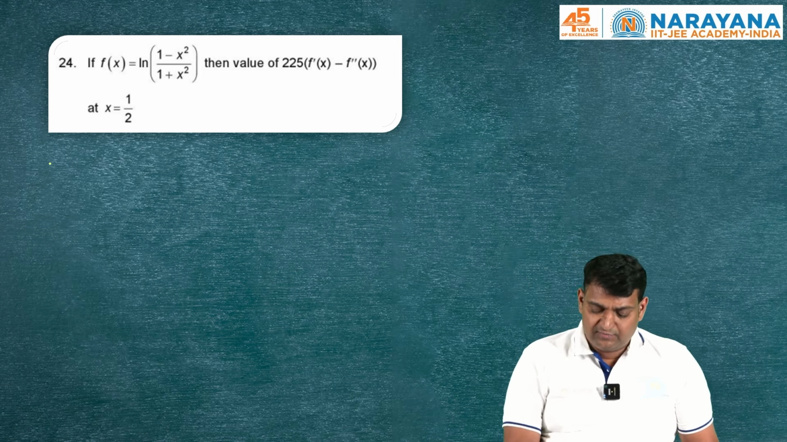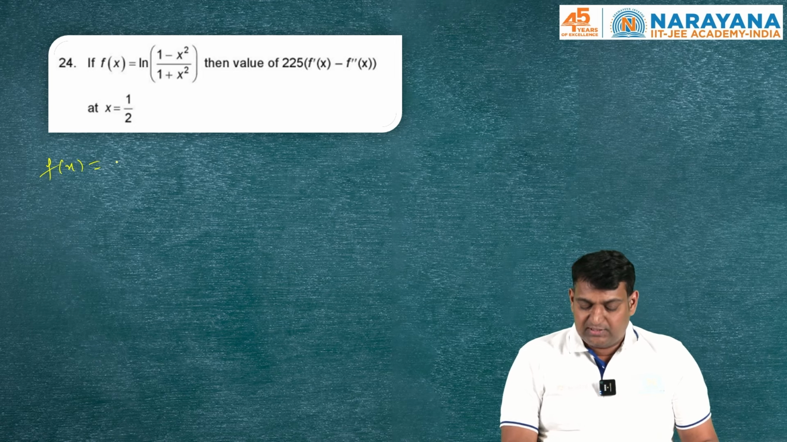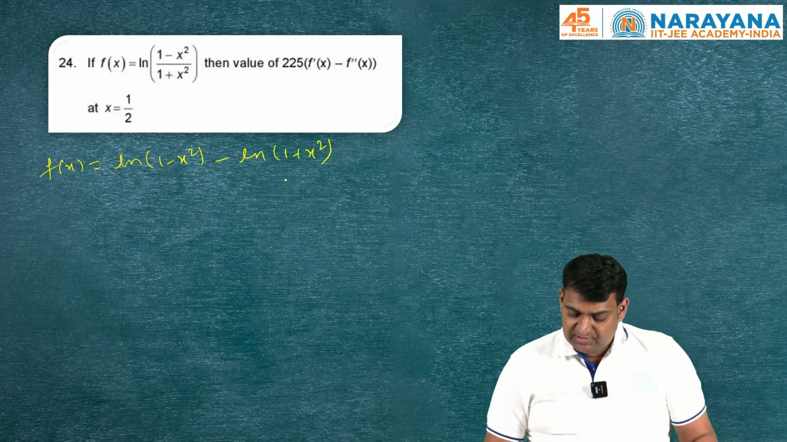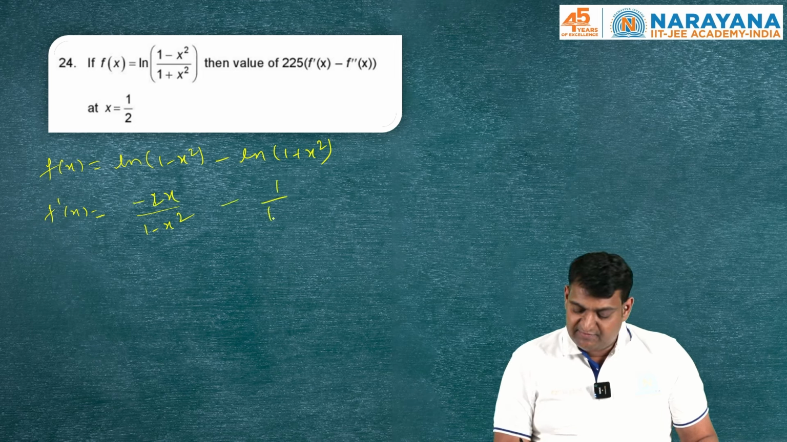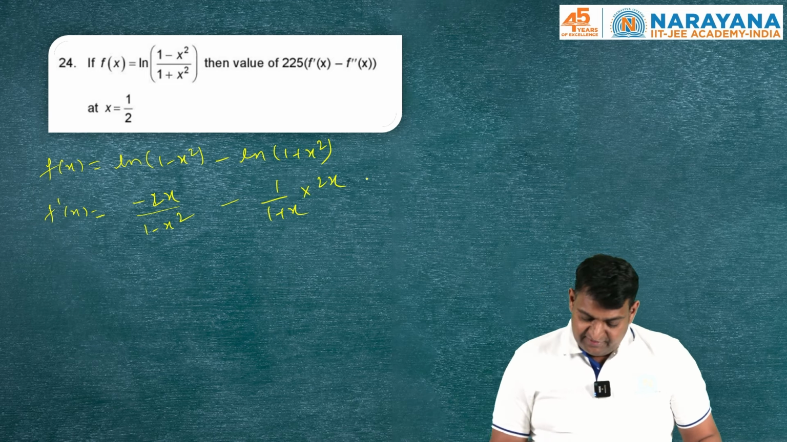So come on, tell me, what is f of x? Can I say this is ln of 1 minus x square minus ln of 1 plus x square for simple calculations? So if I will ask you what is f dash x, come on, log derivative: 1 by 1 minus x square and minus x square derivative minus 2x. Here 1 by 1 plus x square into 2x. This is the first derivative.